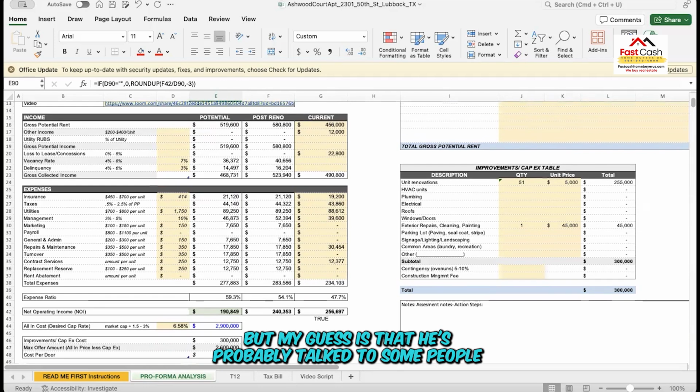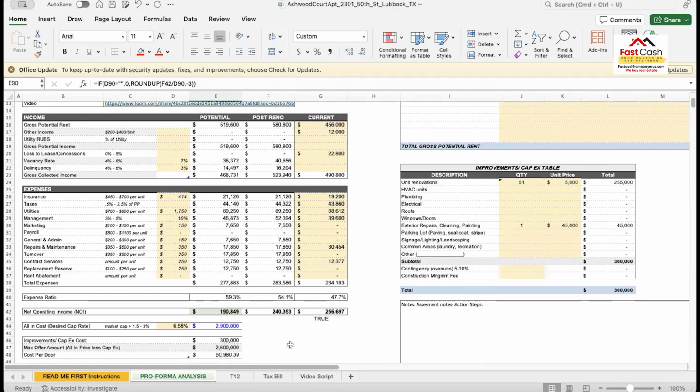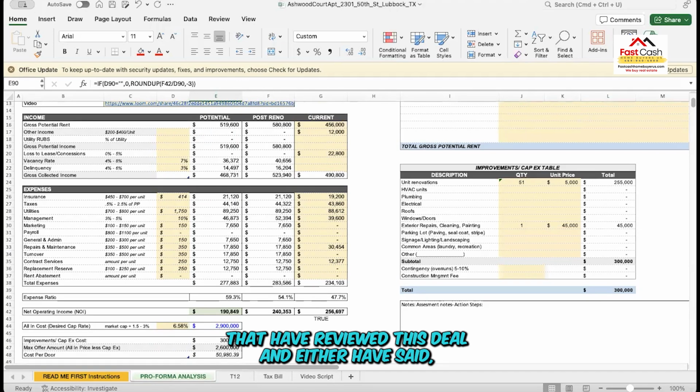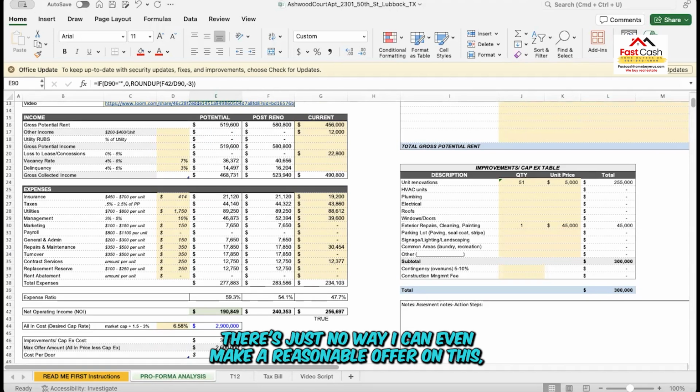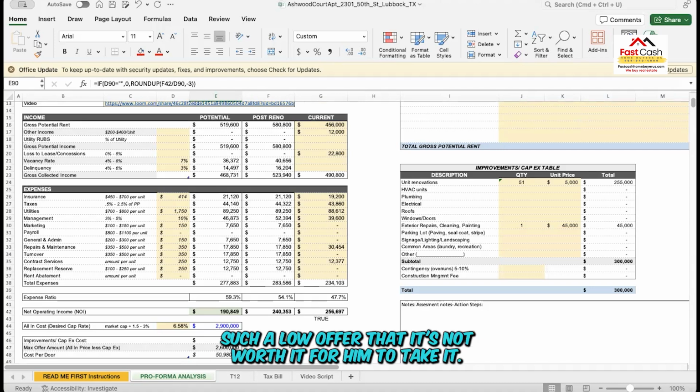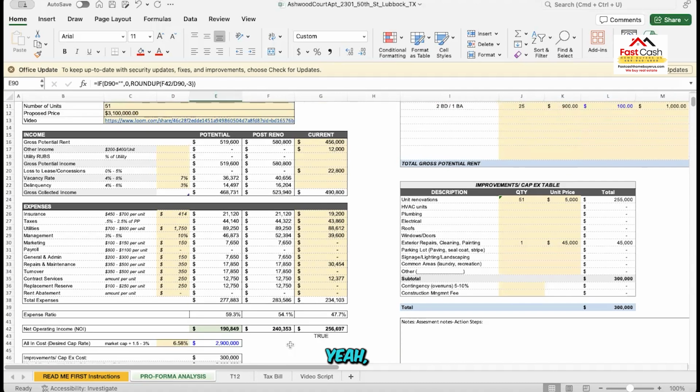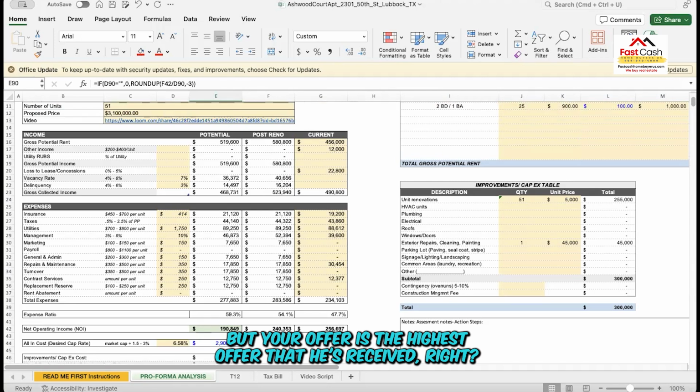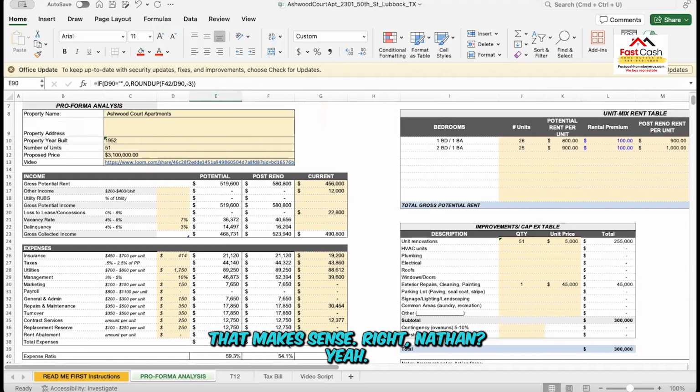But my guess is that he's probably talked to some people that have reviewed this deal and either have said, there's just no way I can even make a reasonable offer on this, or they've made him such a low offer that it's not worth it for him to take it. But your offer is the highest offer he's received, right? That makes sense, right? What he mentioned.